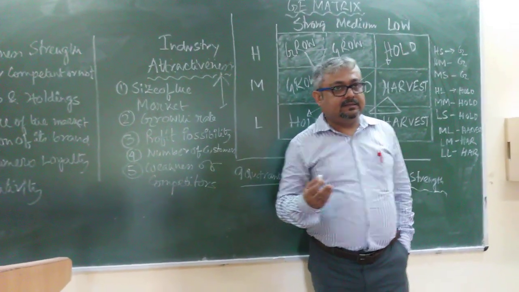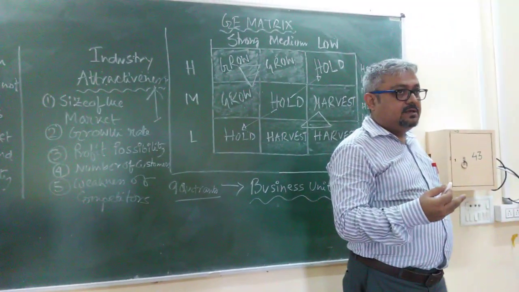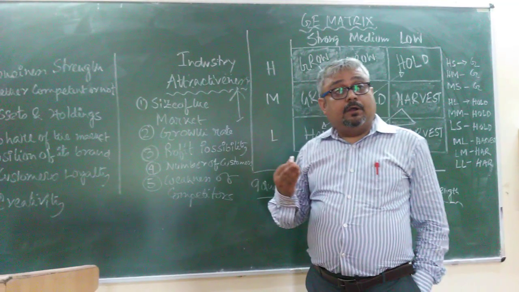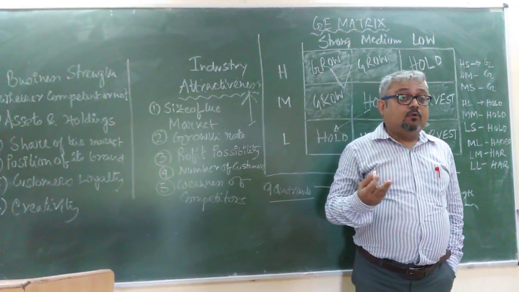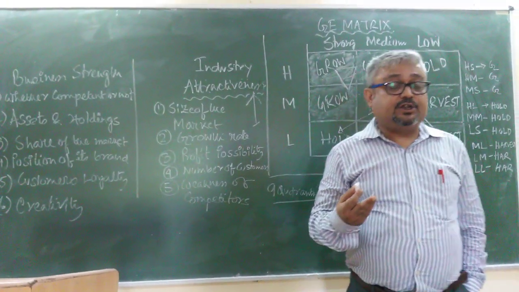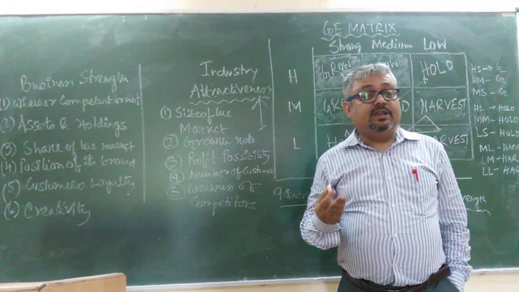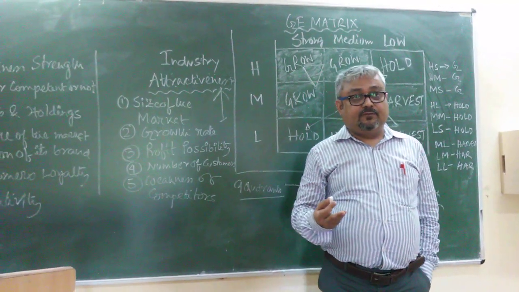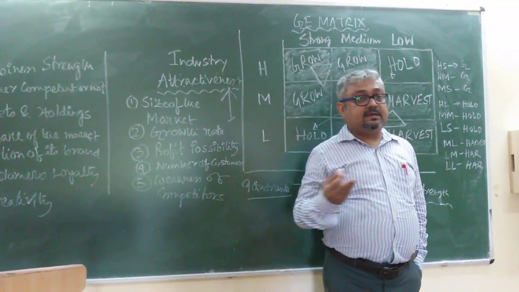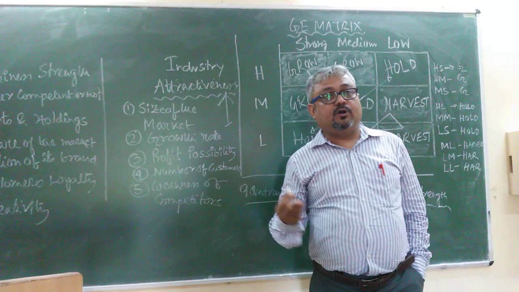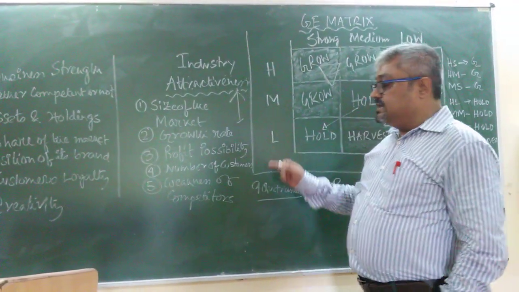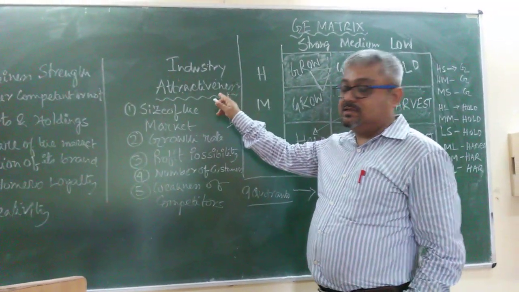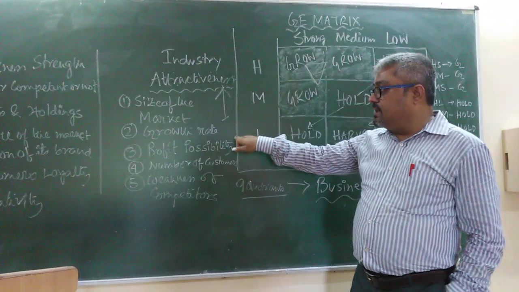On the other hand, in the case of Philips, a Dutch company, only 8% of total revenues are basically coming from Holland itself. So other business subsidiaries are giving enormous returns. So what is important? Size of the market leads to industry attractiveness. Here the factors are size of the market and growth rate.